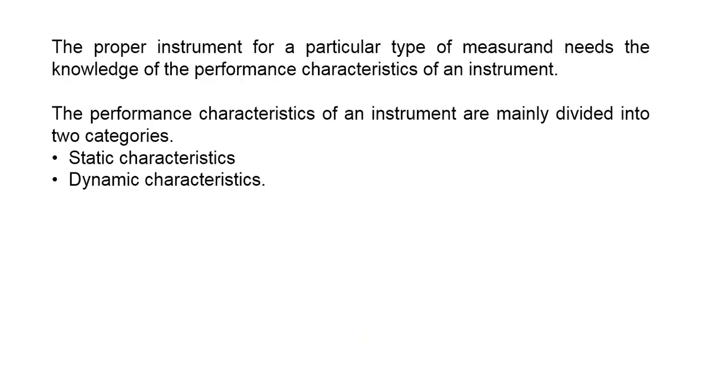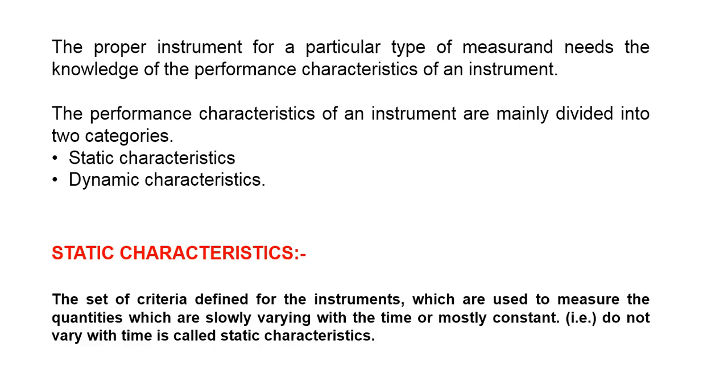Clear? Now choosing the proper instrument for any particular measurand needs the knowledge of the performance characteristics of that particular instrument. Now the performance characteristics of any instrument are classified into two categories. One is static characteristics, the other one is dynamic characteristics. Now the static characteristics are a certain set of criteria defined for the instruments which are used to measure a quantity which is very slow, which does not basically vary with time, or which appears to be very slow with respect to time. So they are called static characteristics.